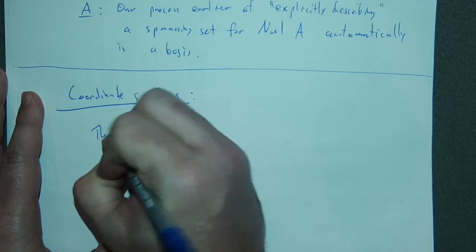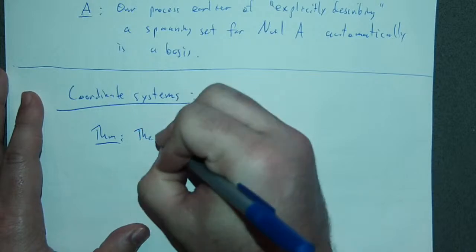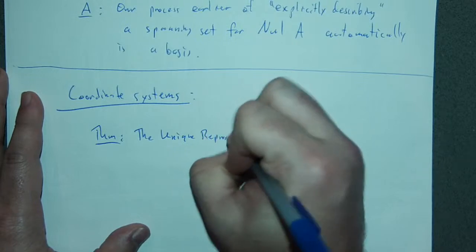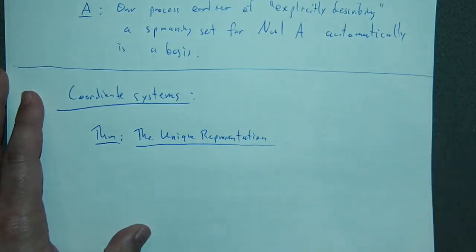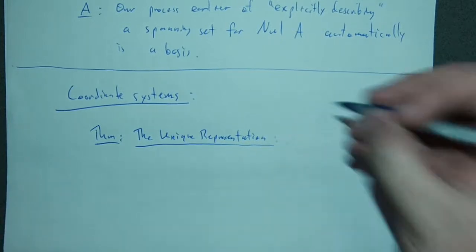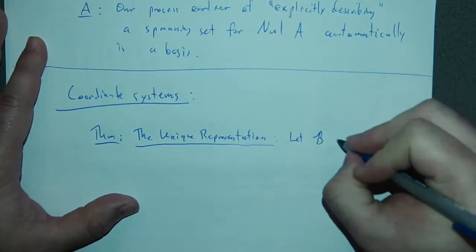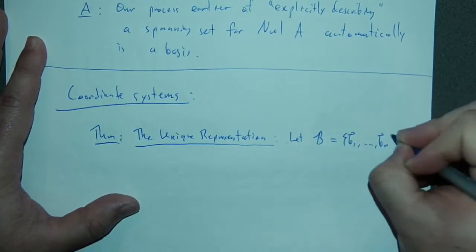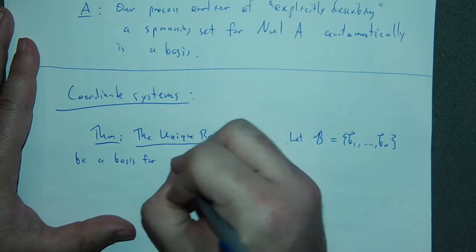The very first thing I want is the thing that enables everything that follows. So this is the unique representation theorem. Bases are not unique, but there's a unique way of expressing, say, a vector relative to some basis. Let script B, which is a set of vectors b sub 1 through b sub n, be a basis for a vector space V.